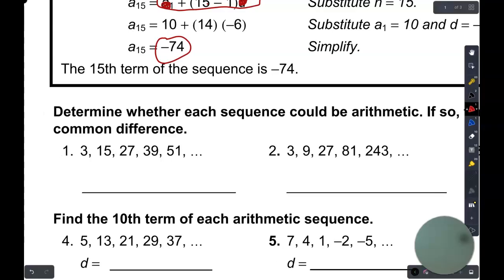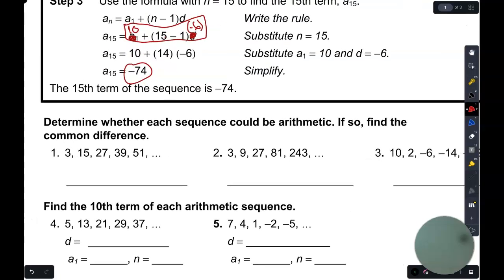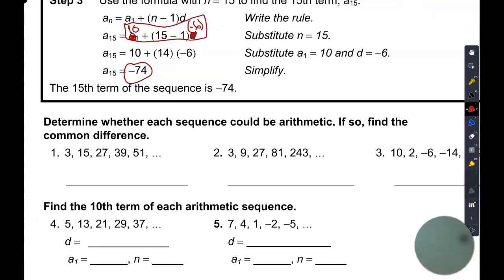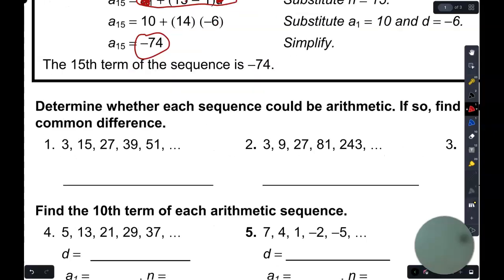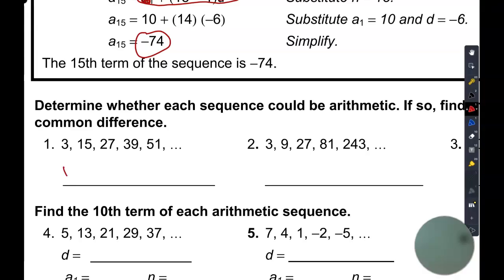All right, it says determine if each sequence could be arithmetic. If so, find the common difference. So what you want to do here is, like I said before, you do the second term minus the first: 15 minus 3, and you get 12. And then do 27 minus 15, and you also get 12. So that checks out. No problem. So that works. Yes.